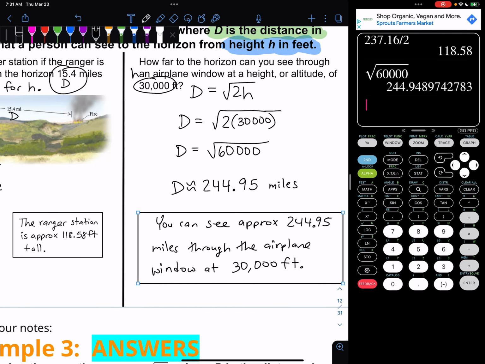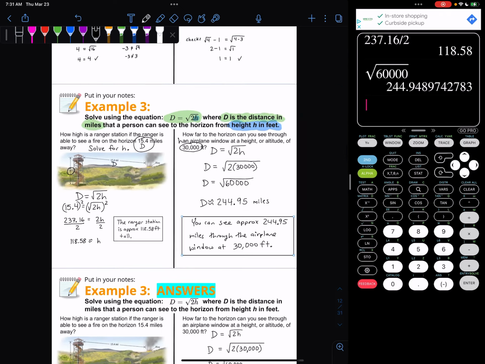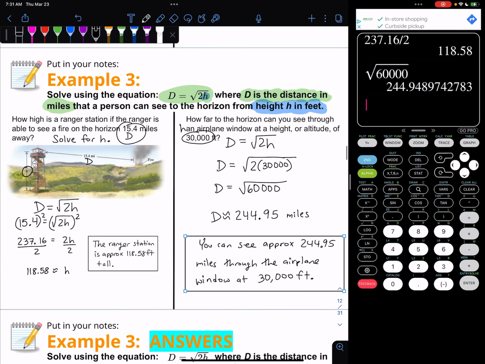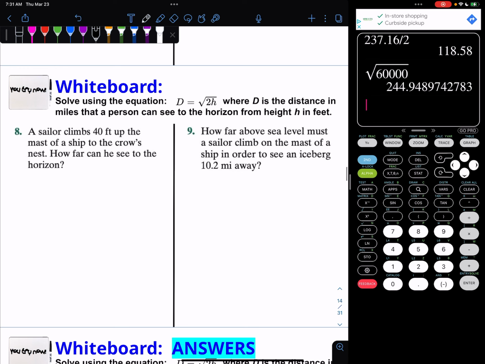Ta-da. There you go. Oh no. Okay. Go ahead, pause if you need to finish writing this down. Otherwise, we're going to do some practice problems. So, we're almost there. Hang in there, peoples. All right, here is your whiteboard problems. Go ahead, read it carefully. Highlight if you need to. Pause so you can write it all down.